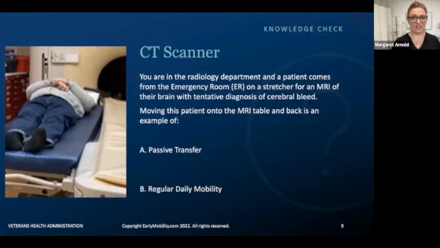Let's check your knowledge. You're in the radiology department and a patient comes in from the emergency room on a stretcher. They need an MRI of their brain with tentative diagnosis of cerebral bleed. Moving this patient onto the MRI table and back is an example of what? Passive transfer or regular daily mobility? If you answered A, you are correct. This is a passive transfer because we don't want the patient to move. We don't know if they have a bleed.